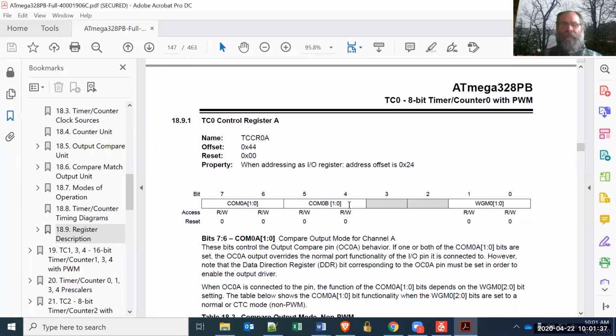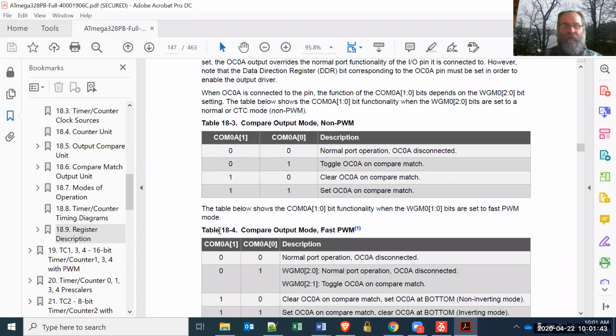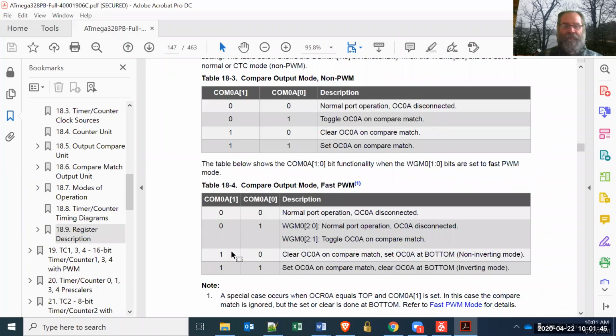The 0B output I'm not going to use. The 0A register I need to set. I'm in pulse width modulation mode. 1, 0. I'm going to clear it on a compare match and set it at 0. So those bits I want to make 1, 0.